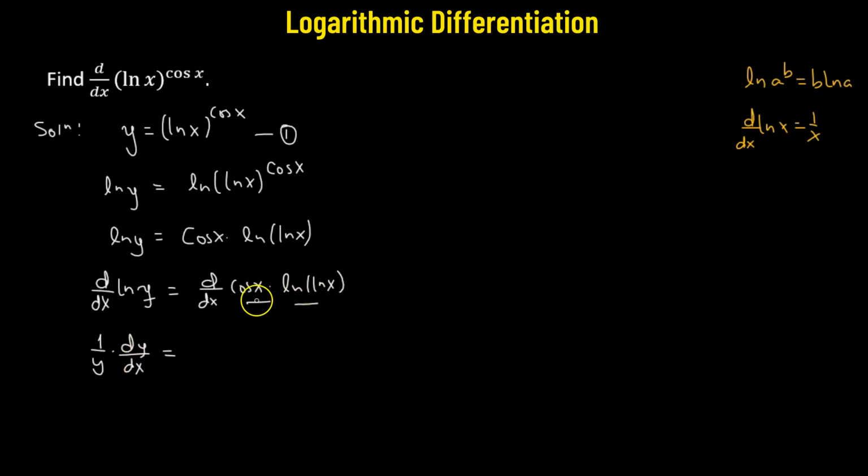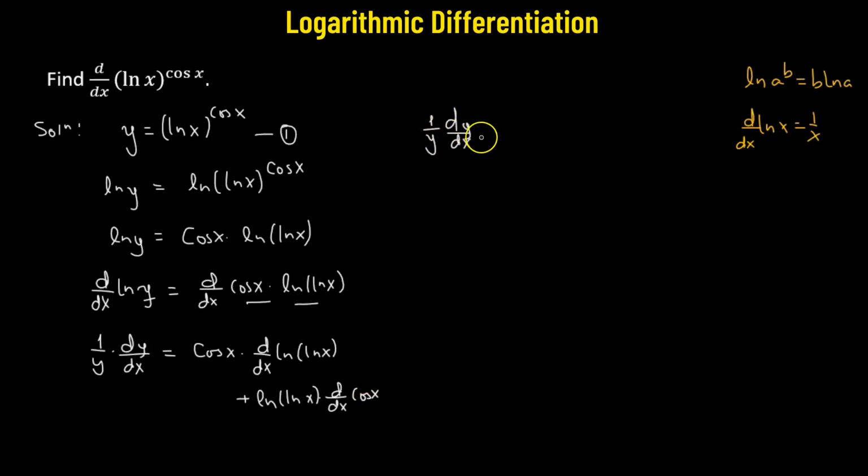Now here we can use the product rule since we have two functions, cosine of x multiplied by log of log x. So that means we have cosine of x multiplied by the derivative with respect to x of log of log x, plus log of log x multiplied by the derivative with respect to x of cosine of x. Right. So this gives us 1 over y times the derivative of y with respect to x equals cosine of x times the derivative of the logarithmic function, which is 1 over x, but since we have log of log x, this will be divided by log of x.